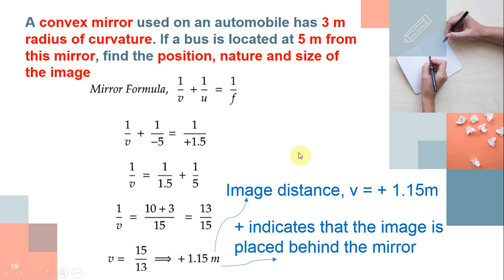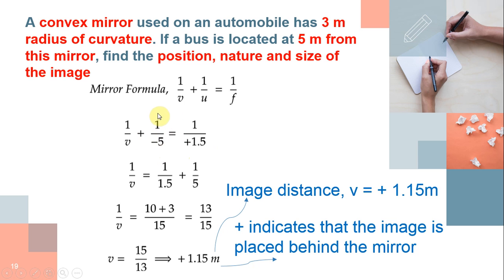Now we find the value of image distance. Use the mirror formula: 1 by V plus 1 by U is equal to 1 by F. Now substituting the values of U and F. Here both values are in meter, so no need to convert into centimeter. Keep the SI unit as meter.